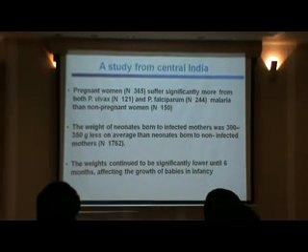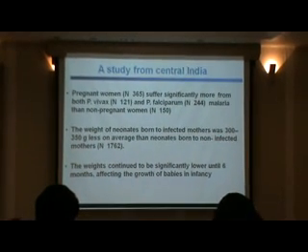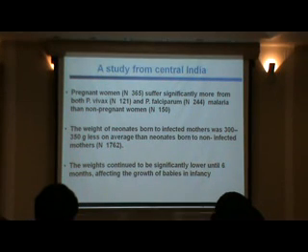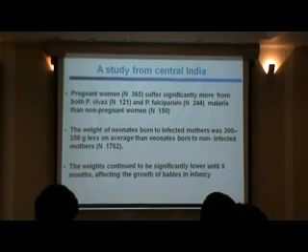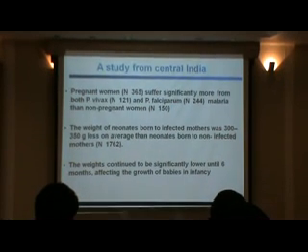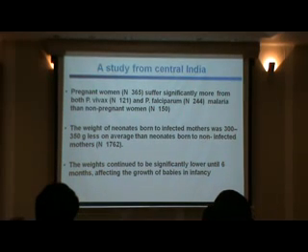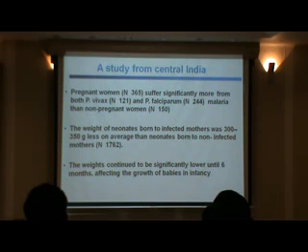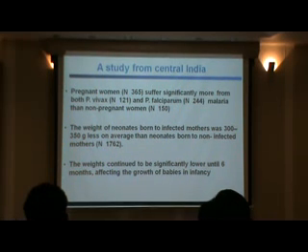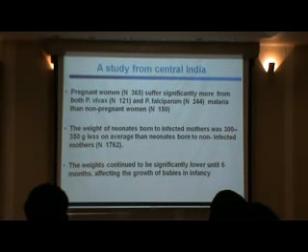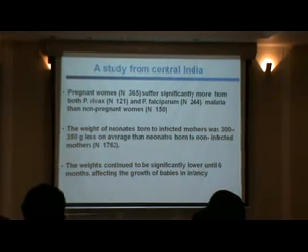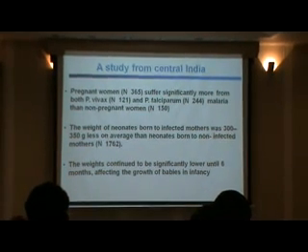The pregnant woman suffers significantly more from both Plasmodium vivax as well as Plasmodium falciparum malaria than non-pregnant women. The weight of neonates born to infected mothers was 300 to 350 grams less on average than neonates born to non-infected mothers. The weight continued to be significantly lower until 6 months, affecting the growth of the baby in infancy.